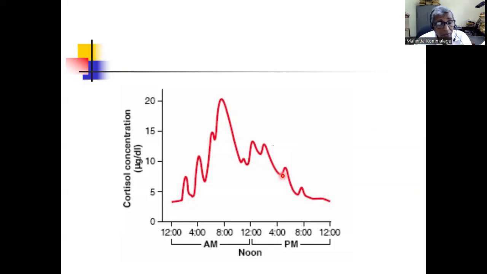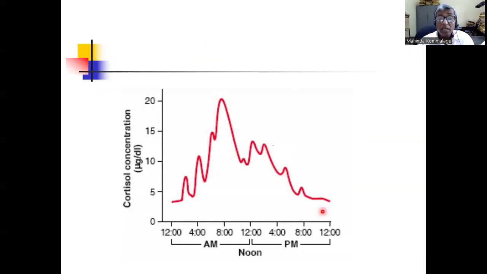Therefore, if we want to get a blood sample and assess the cortisol level, it's difficult, because we can get a very high level in the morning time. If it is evening, the cortisol level is low. So detecting the cortisol level in the blood is not directly helpful, because of this diurnal variation of the cortisol level.